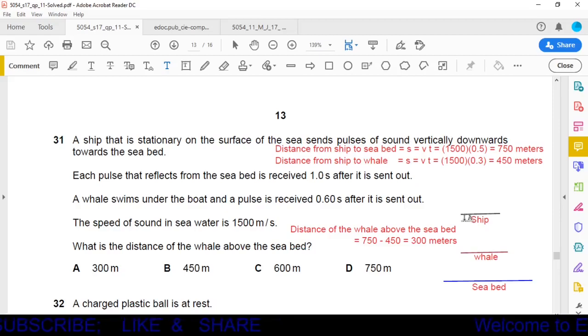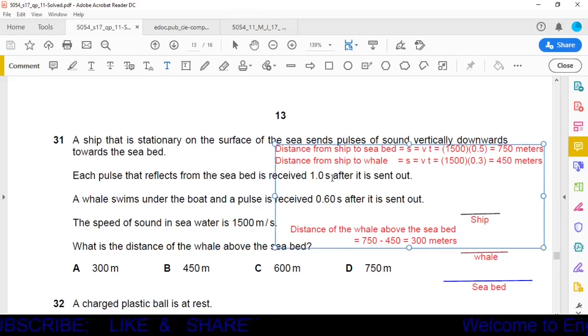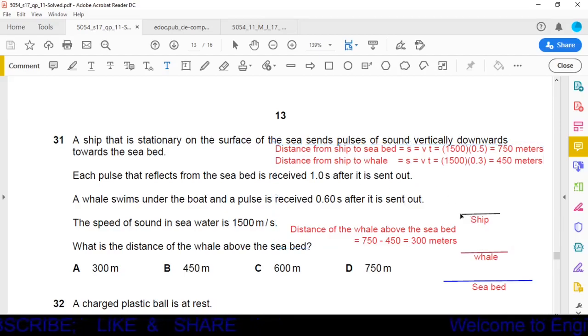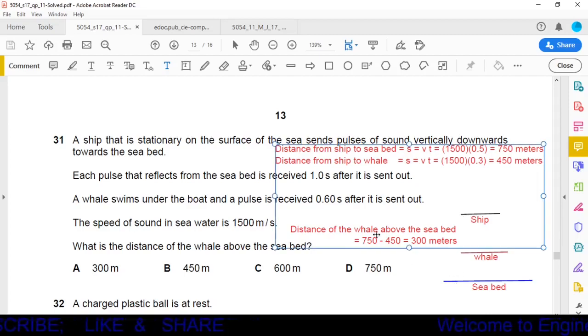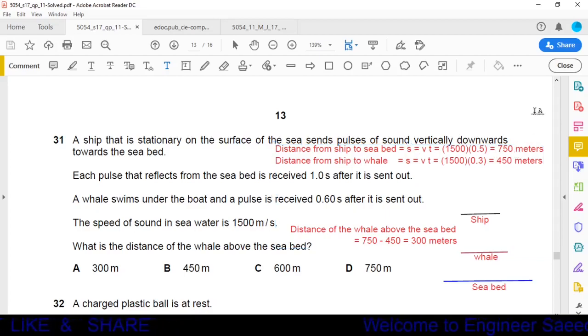So to cover this complete distance, the time given is 1 second. So time taken to move only from the ship to the seabed will be equal to 0.5 second, half of this time. Okay, now by substituting this value, we will get the answer 750 meters. So we can say the distance from the ship to the seabed is equal to 750 meters.